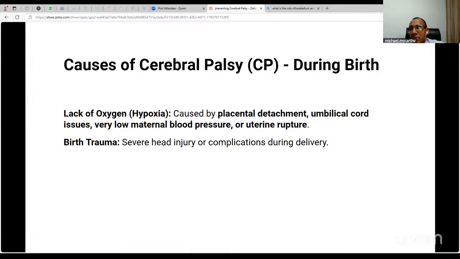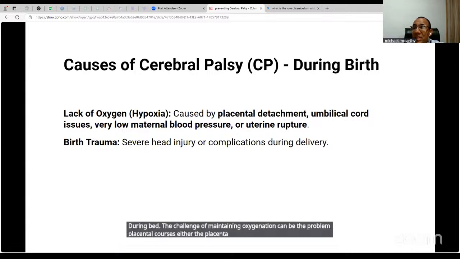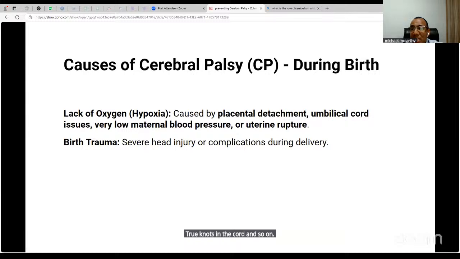During birth, the challenge of maintaining oxygenation can be the problem. Placental causes, either the placenta separating or the placenta not getting adequate blood flow and therefore causing low oxygen levels to the developing fetus. Umbilical cord accidents could happen, like cord prolapse, and many times we've seen true knots in the cord and so on, which can be a challenge.